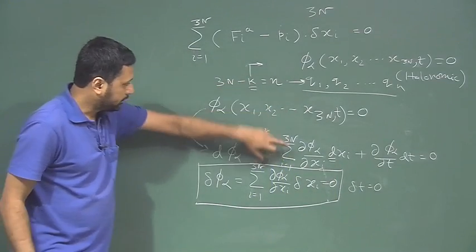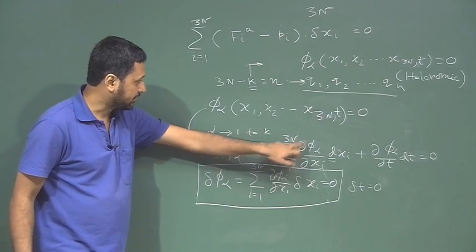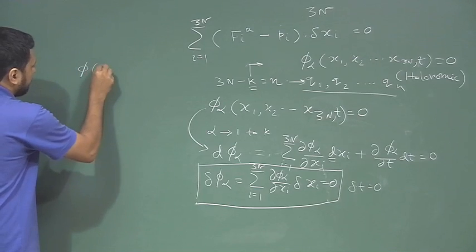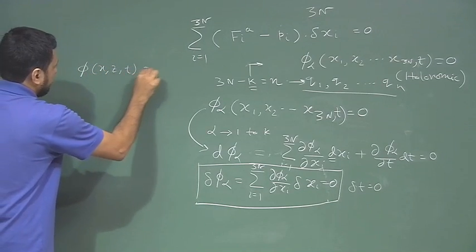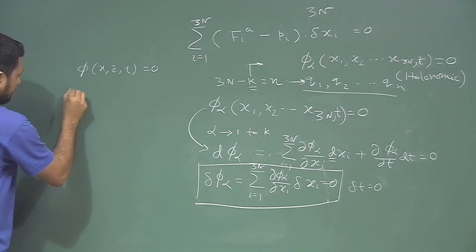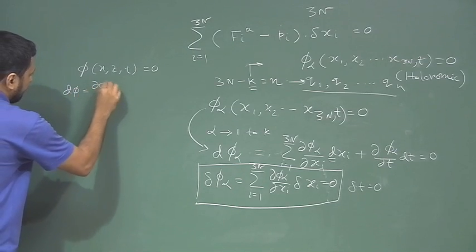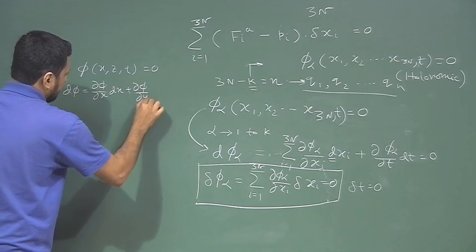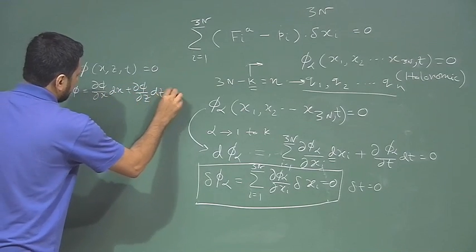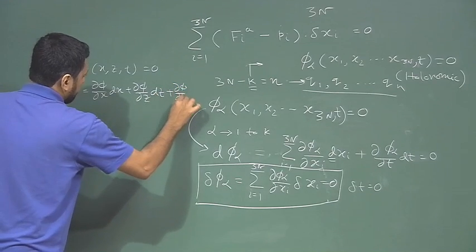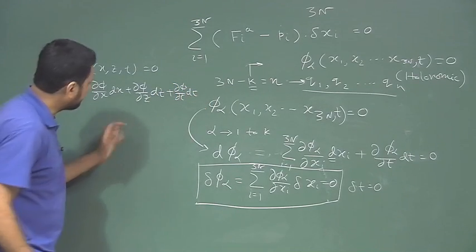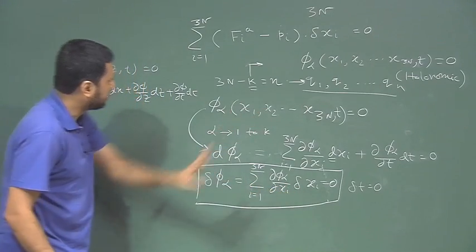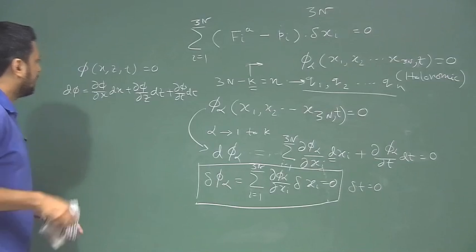I hope you understand this partial derivative I have taken. If phi is a function of, let us say, x, z and t, then we have to write d phi equal to del phi del x dx plus del phi del z dz plus del phi del t dt. We just use that: all the coordinates are put into this sum, along with time, which we set equal to 0.